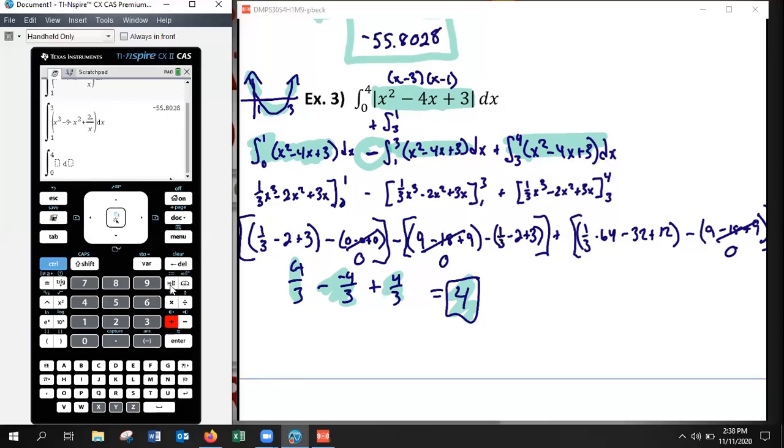Now our absolute value is located on my favorite button, this menu. So the absolute value of x squared minus 4x plus 3, x squared minus 4x plus 3 dx. And you'll see we do get the answer of 4. So yay, very, very excited. So moving right along again.